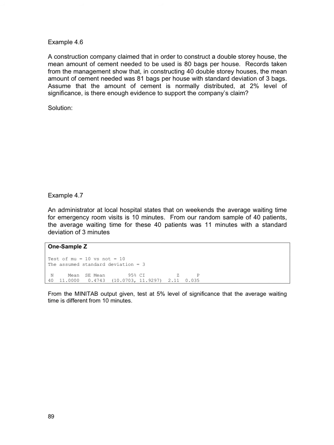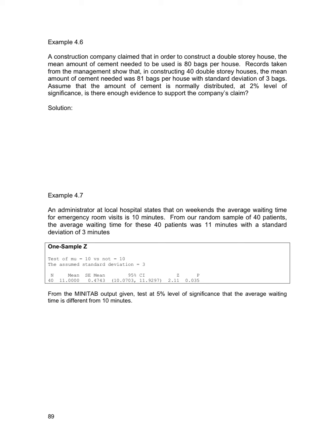Okay, example 4.6. A construction company claimed that in order to construct a double-story house, the mean amount of cement needed to be used is 80 bags per house. Record taken from the management show that in constructing 40 double-story house, the mean amount of cement needed was 81 bags per house with standard deviation of 3 bags. Assume that the amount of cement is normally distributed at 2% level of significance. Is there enough evidence to support the company claims?